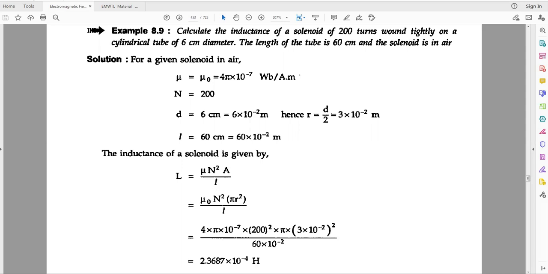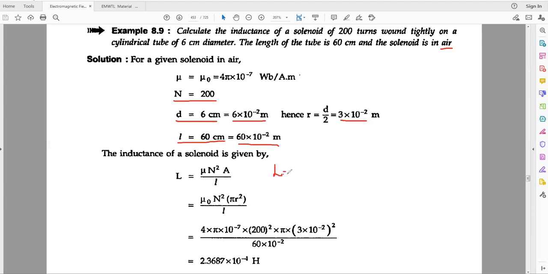See the given values. Mu r is equal to 1 because it is air. Mu naught is equal to 4 pi into 10 to the power of minus 7. The number of turns is 200. The diameter is 6 centimeters, converted into meters, 6 into 10 to the power of minus 2. The radius r is equal to d by 2, so 3 into 10 to the power of minus 2 meters. And the length of the solenoid is 60 centimeters. Again, convert it to meters, 60 into 10 to the power of minus 2 meters.